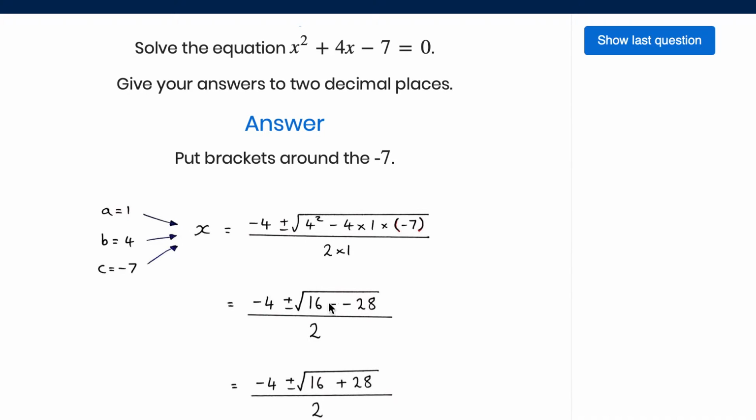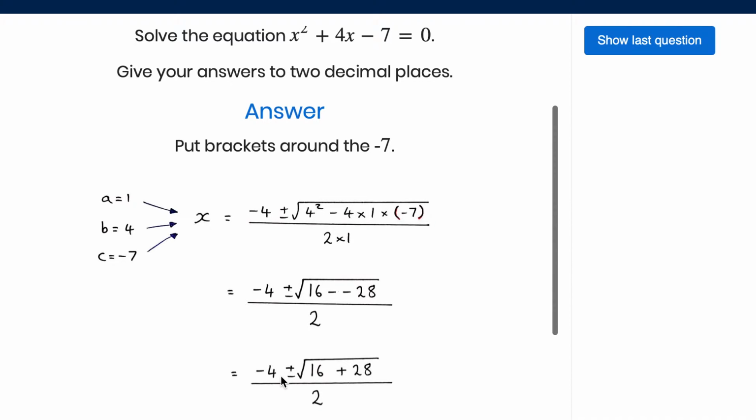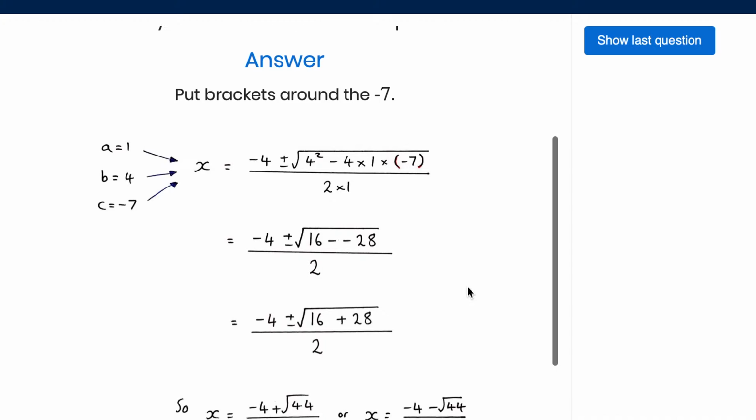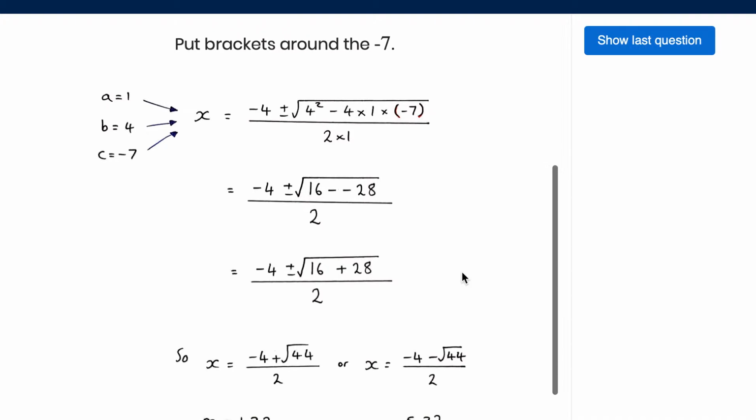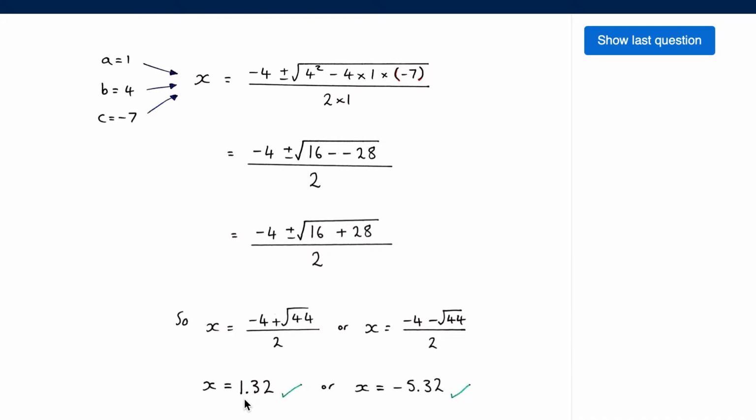And because the 2 minuses here become plus, we have minus 4 plus or minus the square root of 16 plus 28 all over 2. And so our 2 solutions are x equals minus 4 plus square root of 44 over 2, or x equals minus 4 minus the square root of 44 over 2, where the 44 comes from 16 plus 28 underneath the square root sign. Enter those into your calculator. You should get x equals 1.32 or negative 5.32, correct to 2 decimal places.